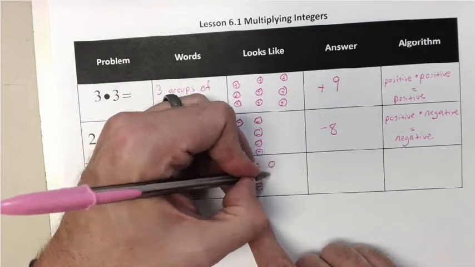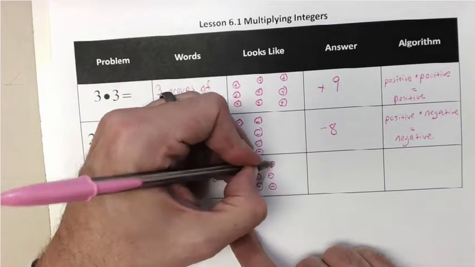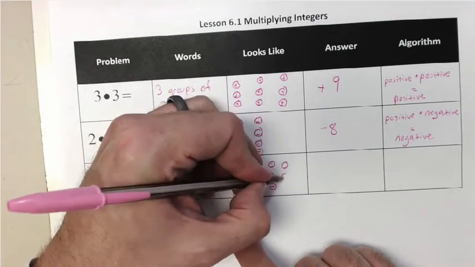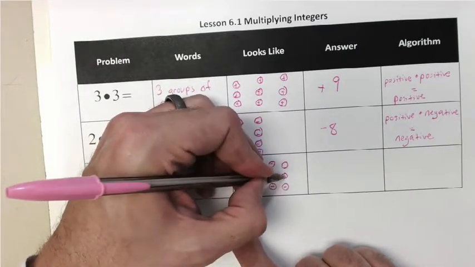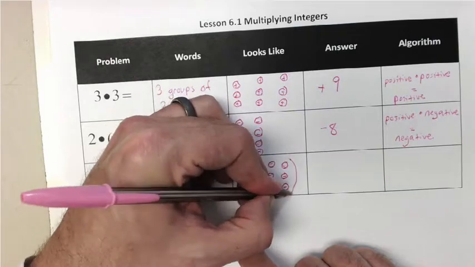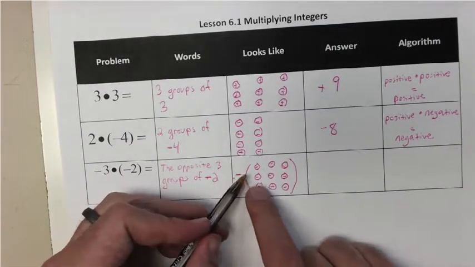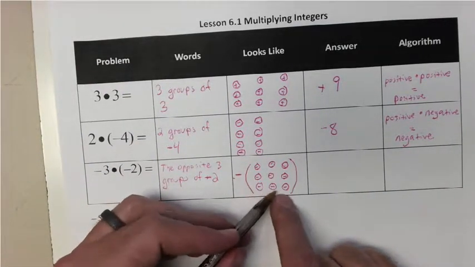So I had 3 of those. 3 groups of negative 2. So it's the opposite of 3 groups. 1, 2, 3.